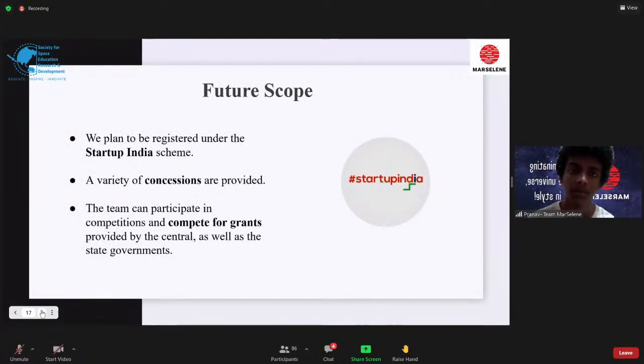Under the concessions provided by the government under the Startup India campaign, we as a team plan to register under this program and compete to gain grants for our startup.